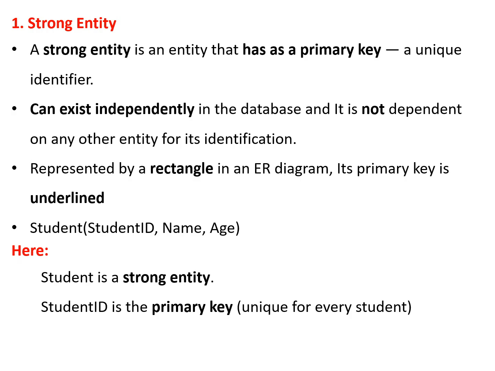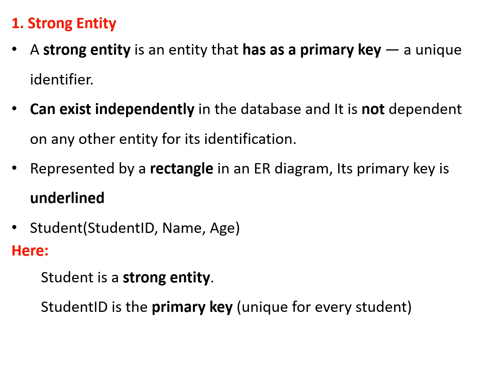Strong entity and weak entity set. Entity can be categorized into two types: one is strong entity, another is weak entity. So what is a strong entity? It is an entity that has a primary key, which means a unique identifier. It can exist independently in a database, and it does not depend upon any other entity. It is represented by a rectangle in an ER diagram. Its primary key is underlined.